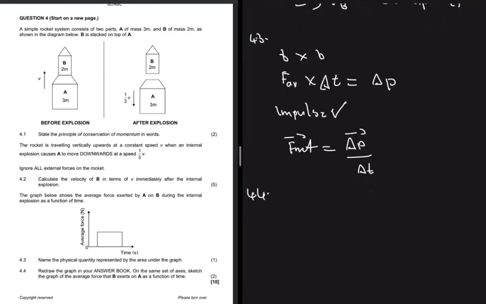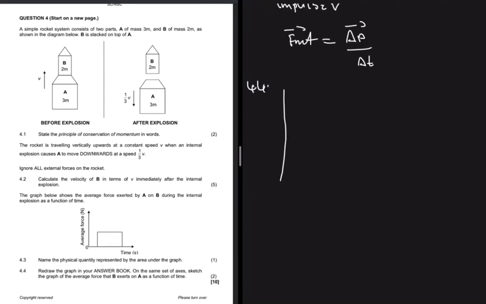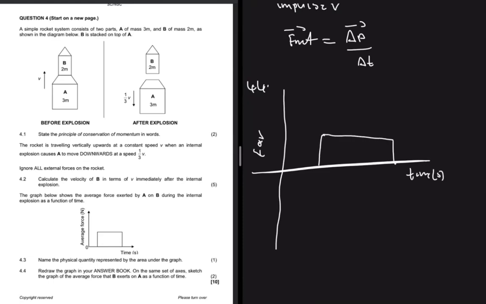So let's move ahead. 4.4, it says redraw the graph in your answer book on the same set of axes. Sketch the graph of the average force that B exerts on A as a function of time. So let me just put in an axis there. There's our Y, there's our X, and then we have force average, and then we have time in seconds, right? And then that's F A on B, right?